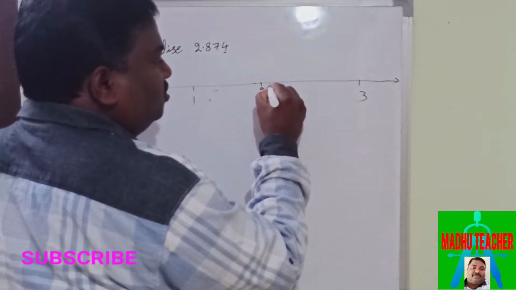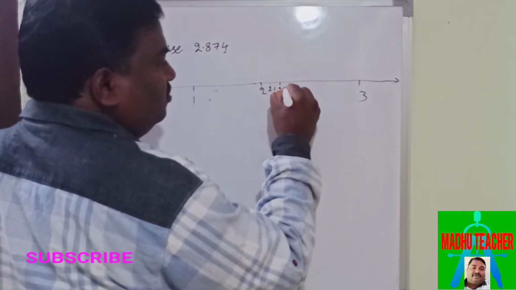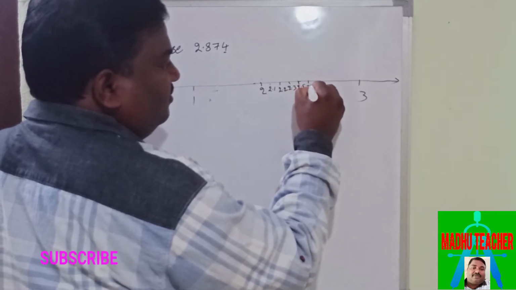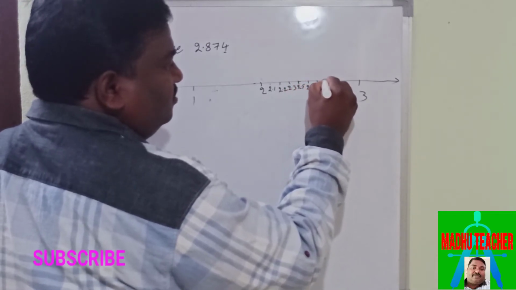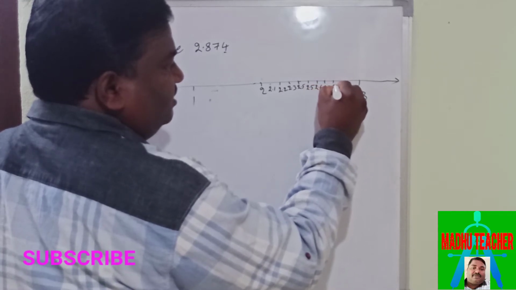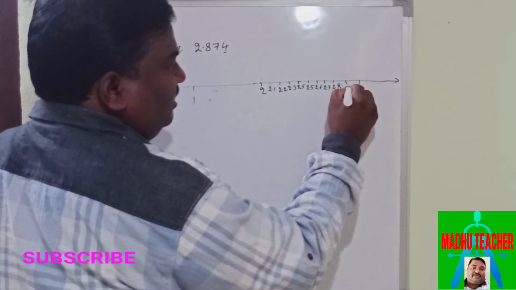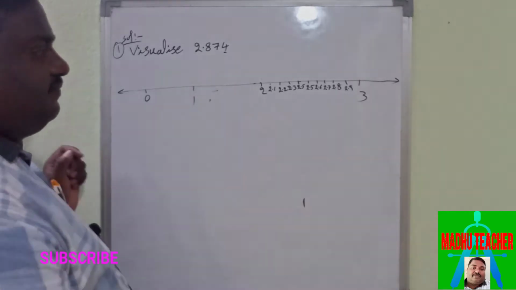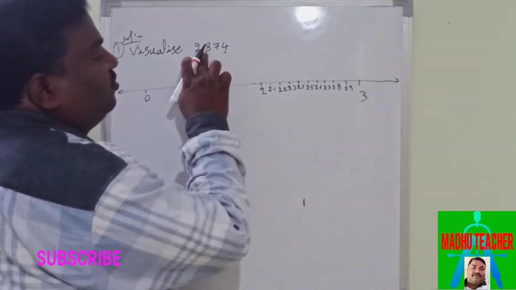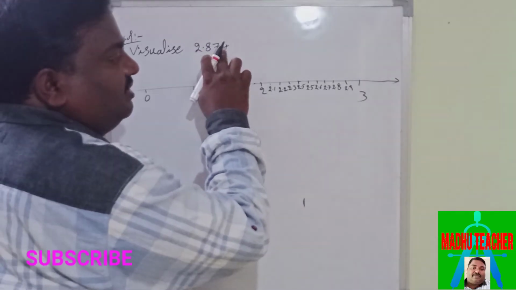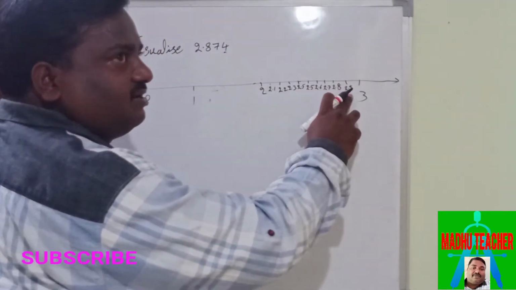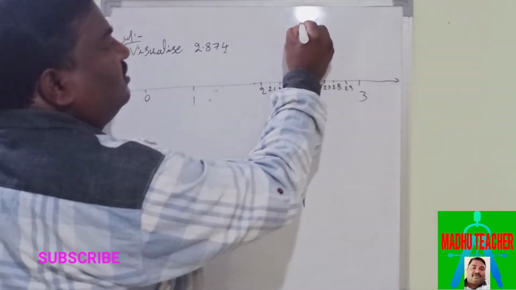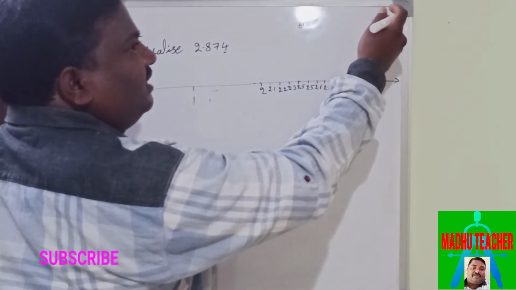In between we can write 2.1, 2.2, 2.3, 2.4, 2.5, 2.6, 2.7, 2.8, 2.9 and 3.0. After 2.9 we will have 3, that is 3.0. But our number is 2.87. 87 means it lies between 8 and 9. So here 87 will come after 81, 82, 83, 84, 85, 86, 87.